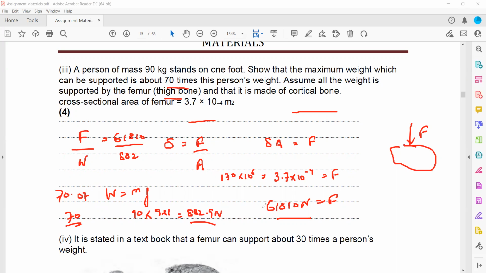Is it clear, this question? Yes, sir. So we calculated the maximum force and then we compare with the weight.